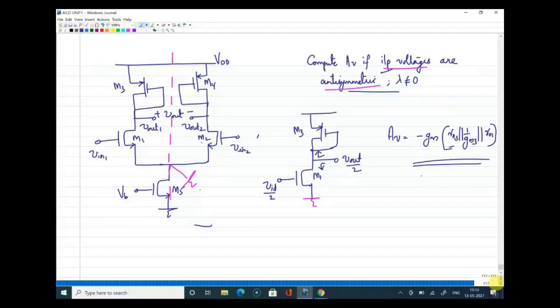Avinash, I didn't get that. Minus 2 GM1 into. Okay, Avinash, can you unmute and tell me why you have written that minus 2 there? So, because we are considering two such identical common source. Yes, two common sources are there. So, sir, shouldn't we add up the gains there? How are you adding up the gain? So that is what I have written here.